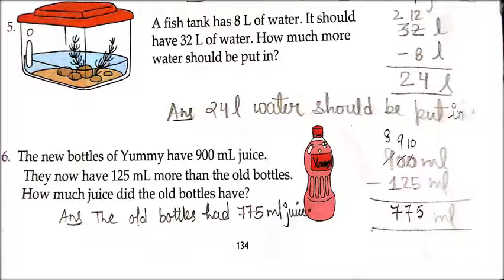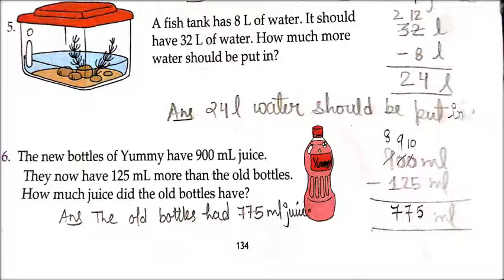Children, now next question, question number 5. A fish tank has 8 liters of water. It should have 32 liters of water. How much more water should be put in? So children, here in this question, the capacity of this fish tank, which you can see on the screen, is 32 liters. Okay children, but now it has only 8 liters of water. So children, here you have to find out how much more water should be put in.